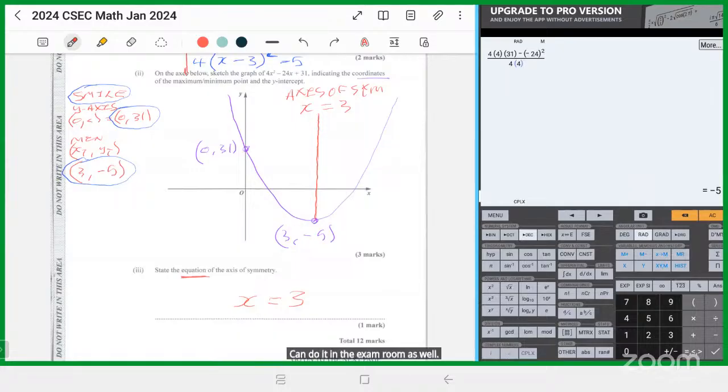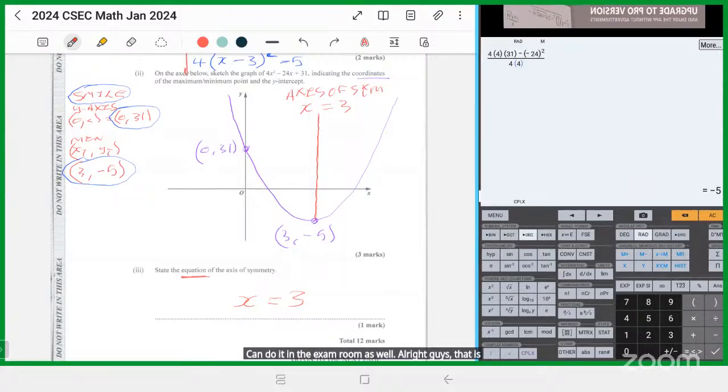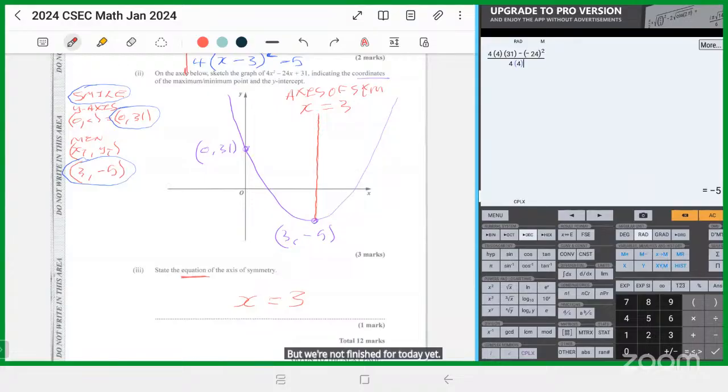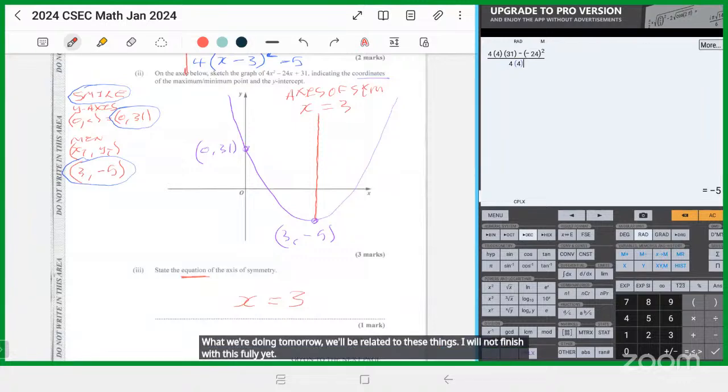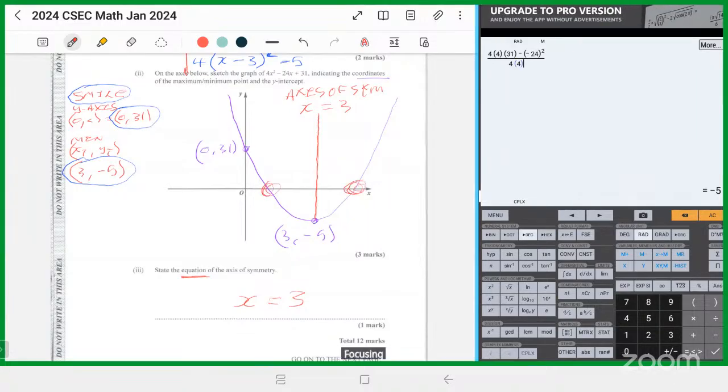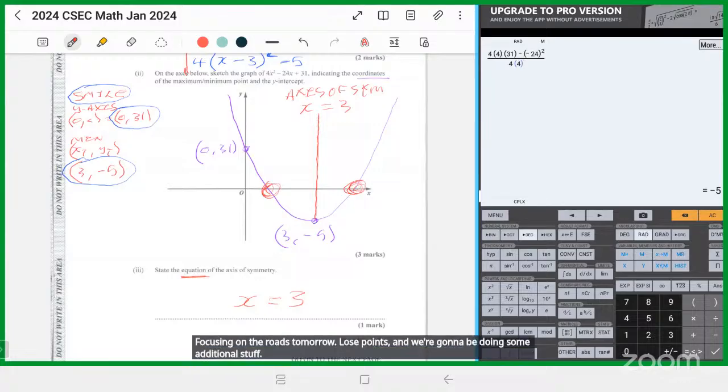Alright guys, that is it for today in terms of class. But we're not finished for today yet, as I'm sending out questions for you to practice. We're moving on to new material, so we're going past this thing. What we're doing tomorrow will be related to these things. I will not finish with this fully yet, but we're moving to the next level. Tomorrow we're focusing on the roots right here, those points. And we're going to be doing some additional stuff tomorrow as well.